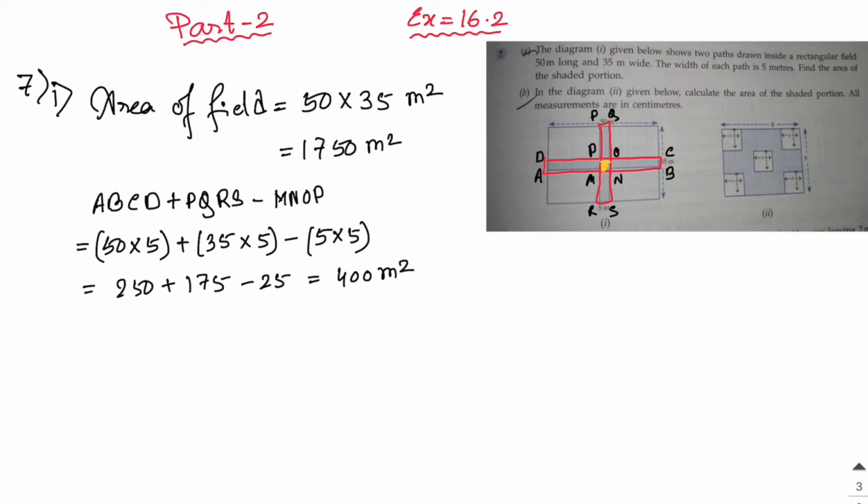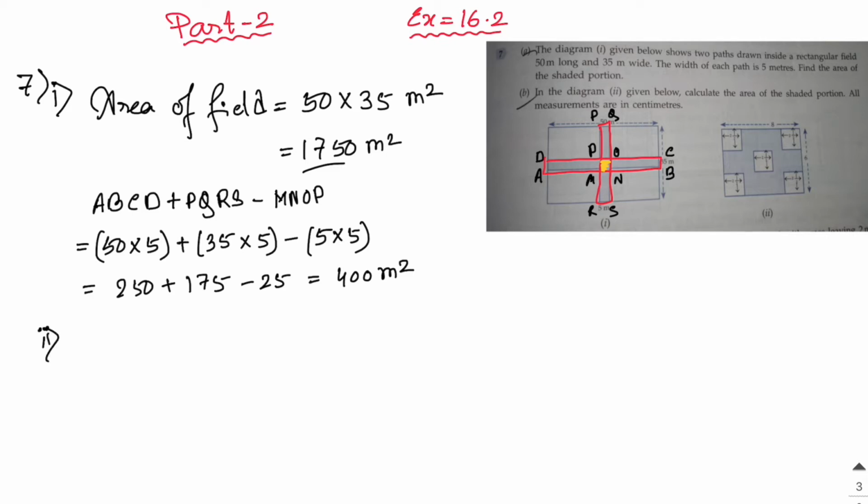So 400 meter square is the area of the shaded portion, and the total area of the field equals 1750. And last one, if you want to find out the area of the field without path, then you just have to subtract 400 from 1750. Now move on to the next sum, number 7.2.